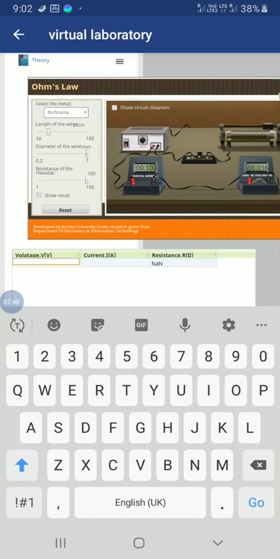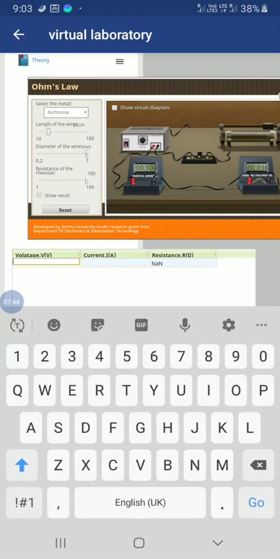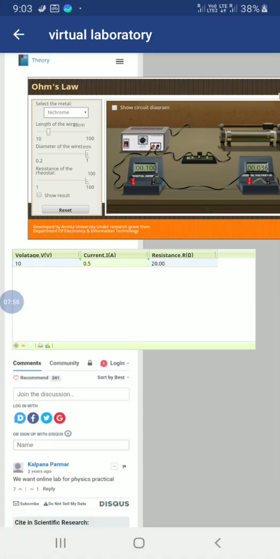Anyway, you need to write this voltmeter and ammeter reading. For example, if I enter the voltage as 10 and the current as 0.5 ampere, then you can see that the value of resistance will be 20, meaning resistance R is equal to voltage divided by current.